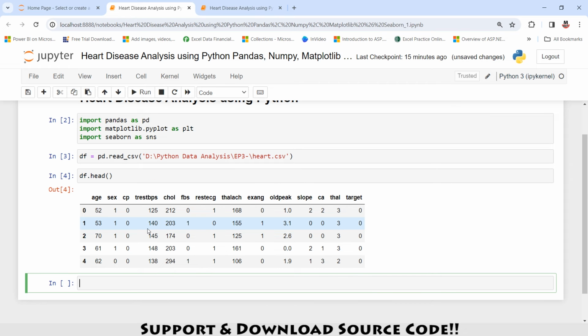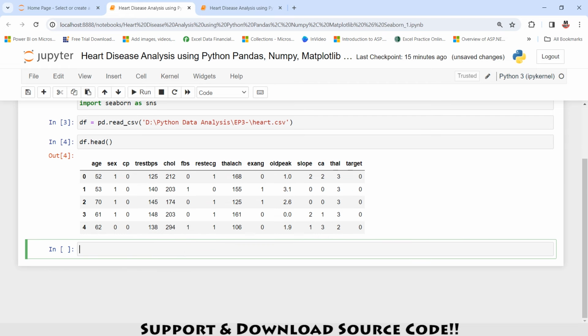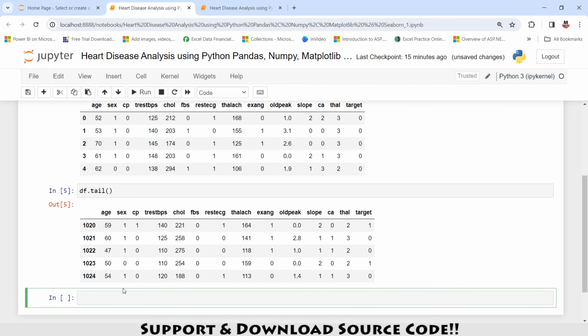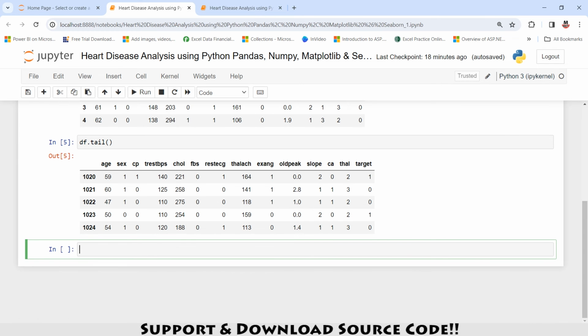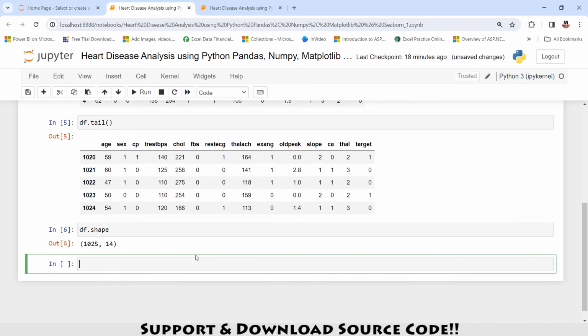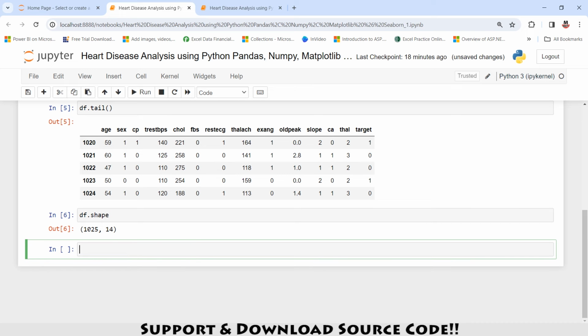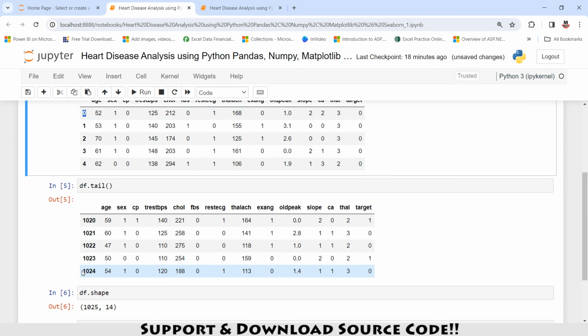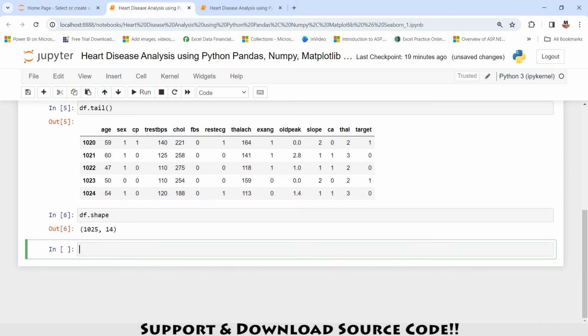Similarly, we check the last few rows of our data set. So I will be typing df.tail. So this is giving me the last 5 rows from the dataset. As you can see from this serial number, we find out how many rows and columns our dataset has. So for this I will be typing df.shape, and if I press shift enter from my keyboard, it is showing we have 1025 rows and 14 columns. If you count from 0, it will be 1025, and we have 14 columns. So by this we can check out the columns and the rows of our dataset.